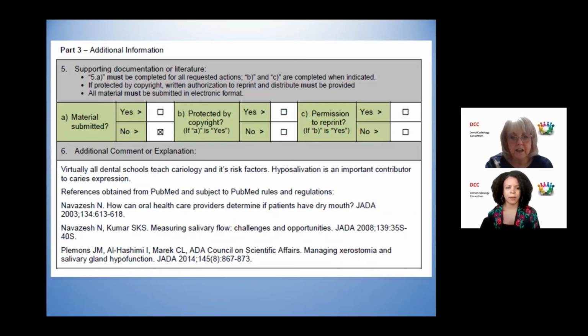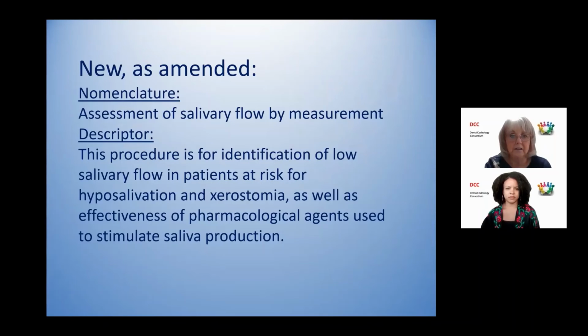So again, the supporting documentation, they kept it simple, like we've been talking about. And as it was amended, it came across much better after about 30 minutes of wordsmithing: the actual nomenclature, assessment of salivary flow, and then an all-encompassing procedural descriptor. So that was how we did it.